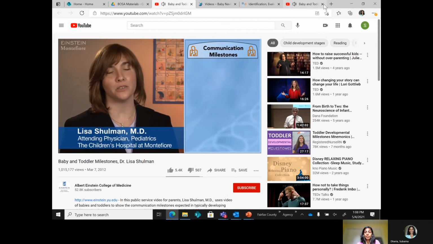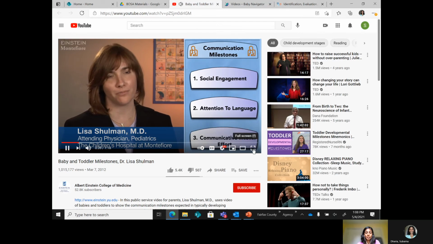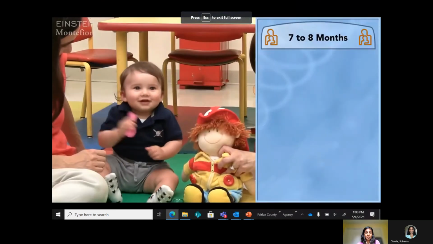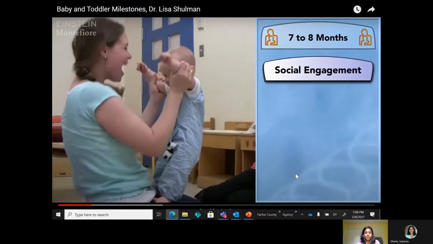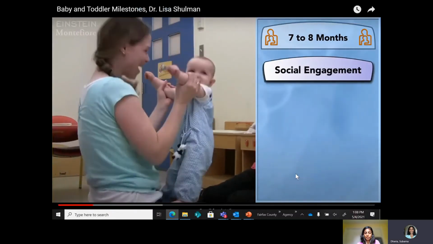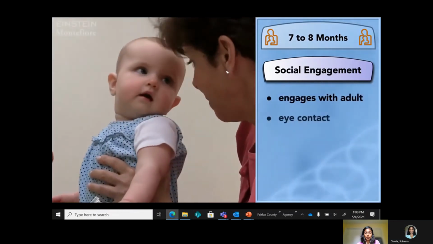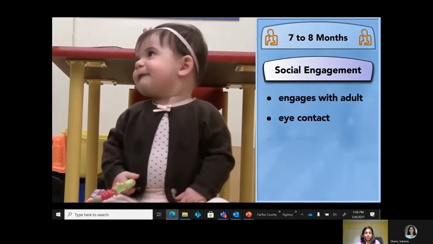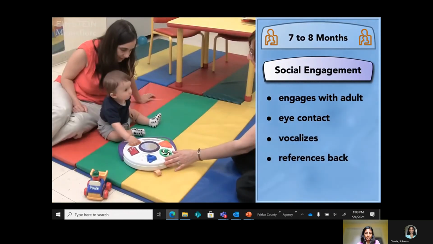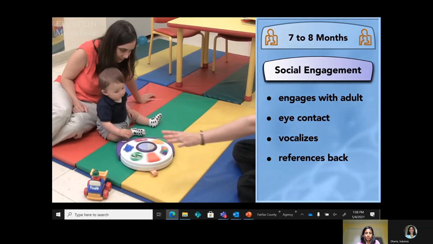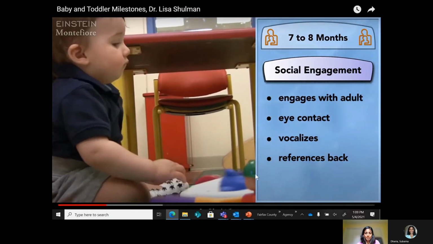Skills are developing. We're going to look at social engagement, attention to language, and communicative effort. So starting with that 7 to 8 month old, a baby of that age is a highly social creature. Some of the signs of social engagement are a baby lighting up, really engaging when spoken to, making strong eye contact, sharing a smile and a vocalization. Referencing back refers to looking back at somebody to help make sense of a situation, a baby playing with a toy and looking to see somebody else's reaction to what they have before them.